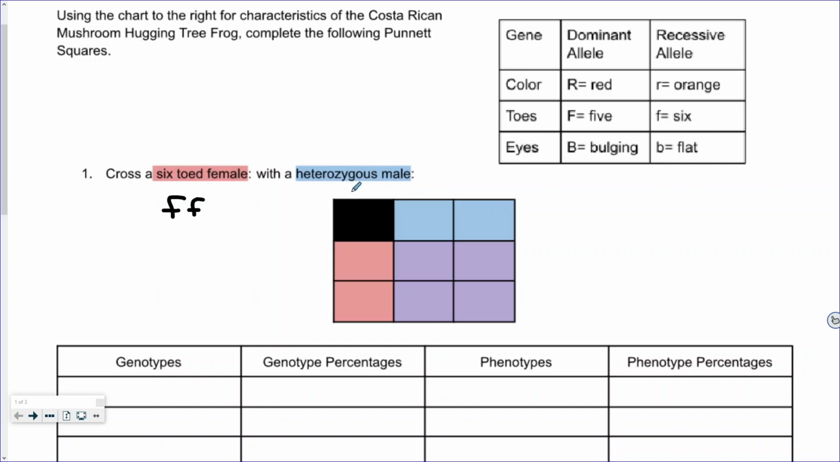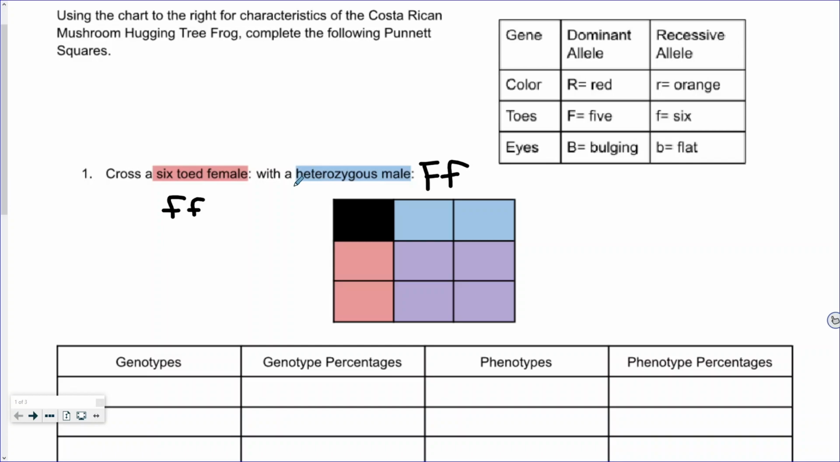Then the male, they tell me, is heterozygous. Now, heterozygous, as you remember, means different. So that means this parent would have one capital letter, so one dominant trait, and one lowercase, so capital, lowercase. So these are the traits of the parents. Now, what I need to look at is what happens when they have kids.